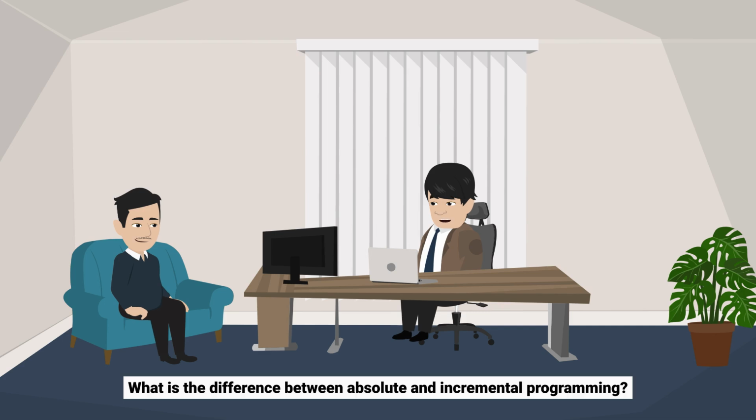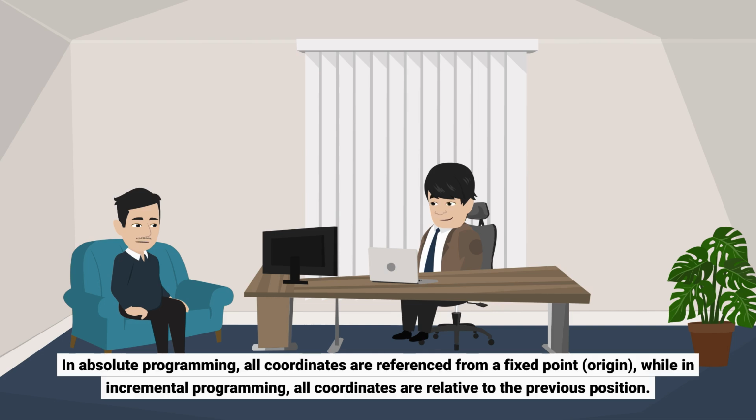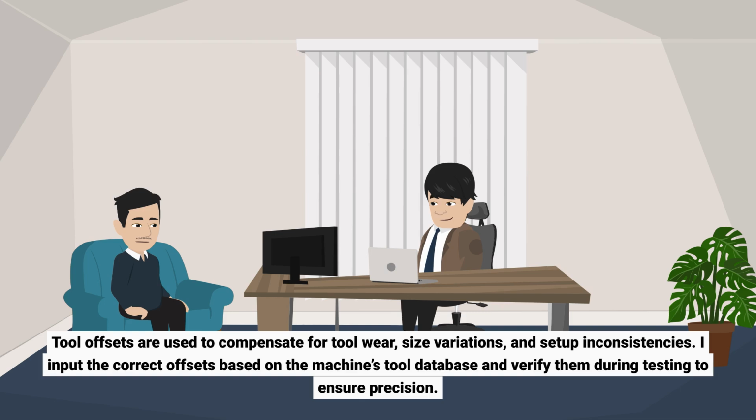What is the difference between absolute and incremental programming? In absolute programming, all coordinates are referenced from a fixed point, the origin, while in incremental programming, all coordinates are relative to the previous position. How do you handle machine tool offsets in CNC programming?